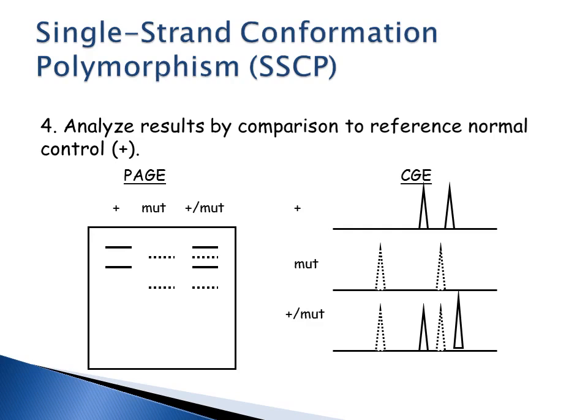If you had a mixture of your control and your mutation, you're going to see your normal bands, and you could see the altered band locations because of the mutation. The same thing, if you're looking at capillary gel electrophoresis, you're going to get a difference in the location of the peaks, whether you have normal or a mutation.